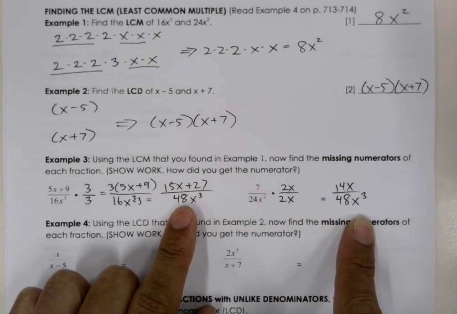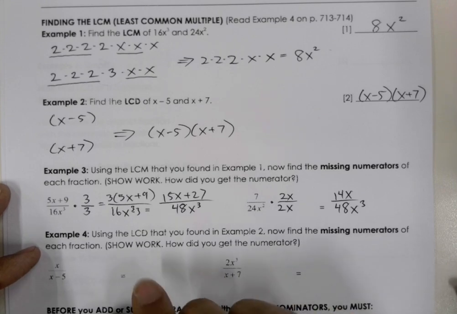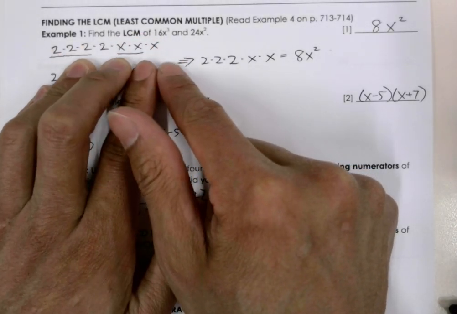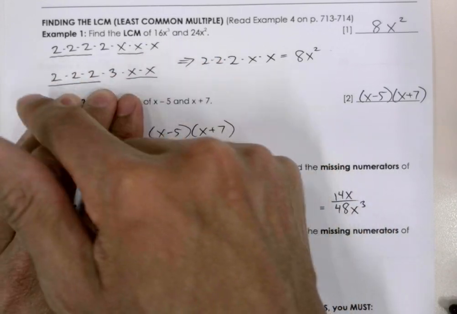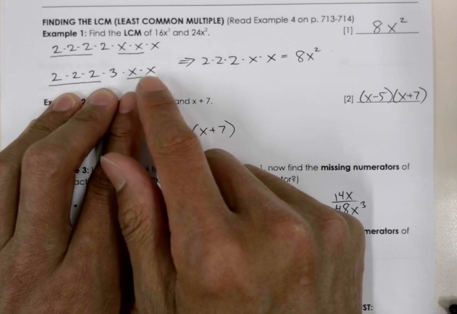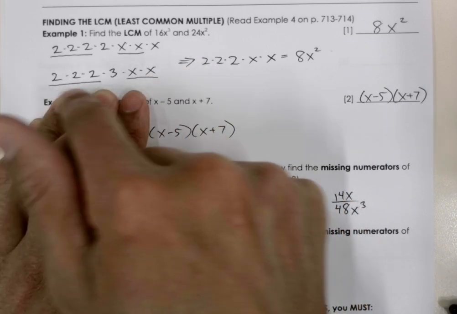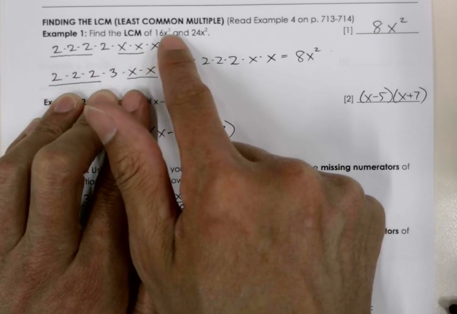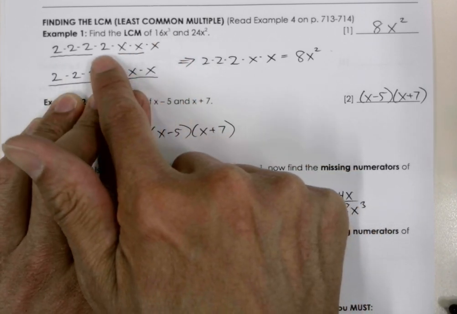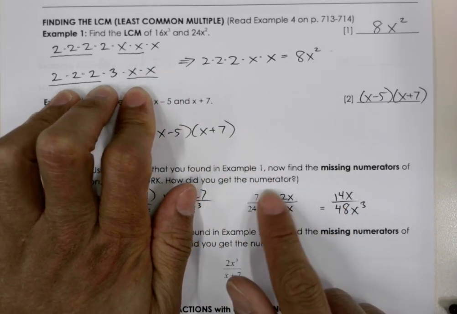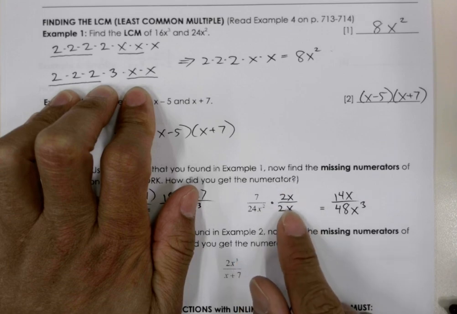Right? All right, and now how did we do it as a refresher? We took 16x to the 3, we turned it into its prime factorization. We took 24x squared, we turned it into its prime factorization. We looked and saw what is 24x squared missing from the prime factorization of 16x to the 3. Right? It's missing a 2 and an x, a 2x. So that's what we're multiplying our fraction by here, 2x over 2x.